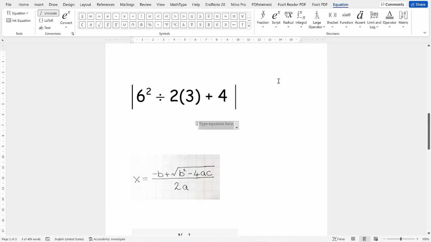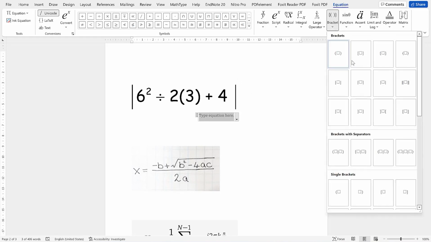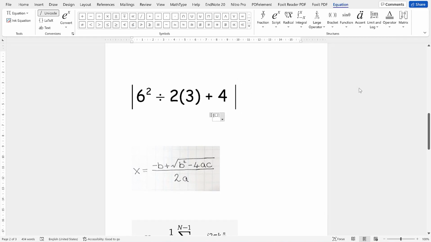But for this case, let's say we've clicked on the equation and we have the equation editor over here, so we just click on it. Okay, so the first thing is we notice that there is an absolute value at the extreme ends of the equation. So we can come to brackets over here and put the absolute value just like so, and then we can come inside and write the equation. So what we have is 6 squared divided by 2.